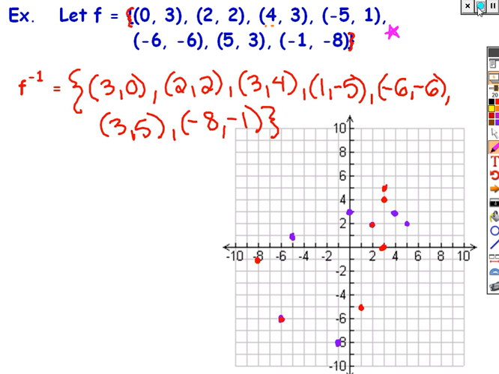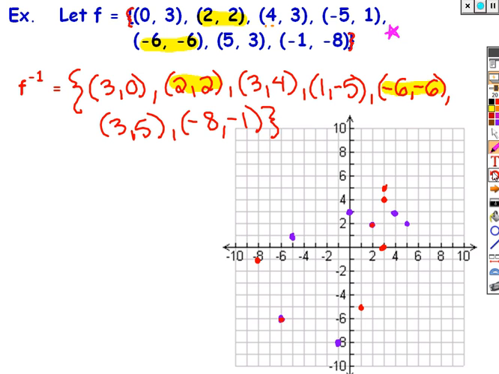Now there's a couple things to notice about the graph of the original function and the inverse of the function. So here's one thing. These points do not move. So (2, 2) and (-6, -6), there's actually an overlap on the graph. Those points aren't moving anywhere.